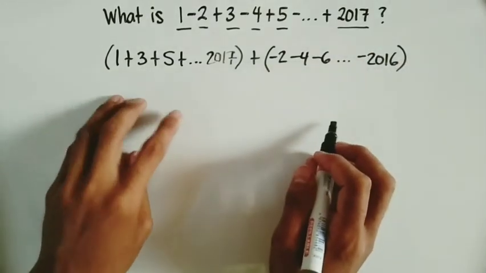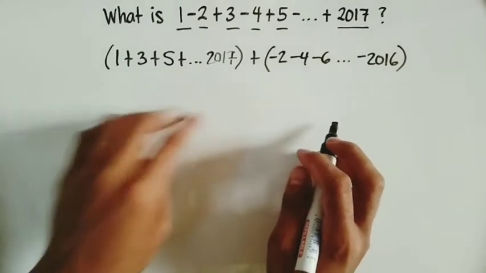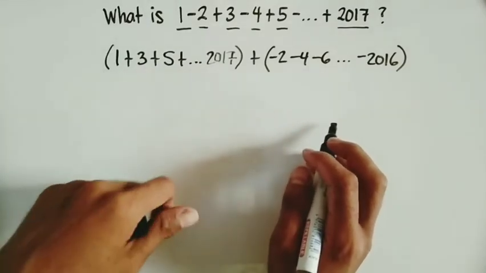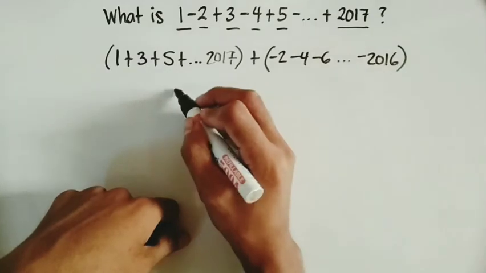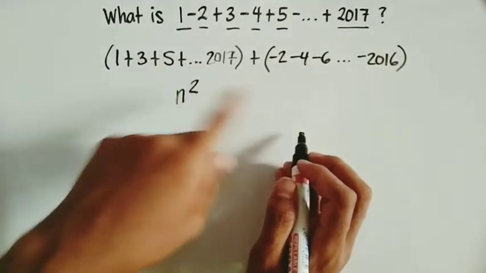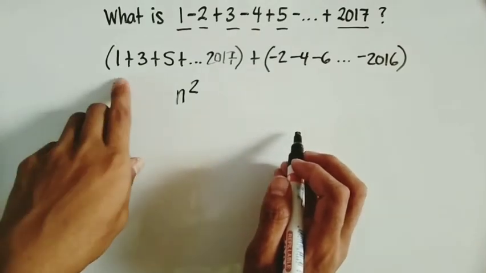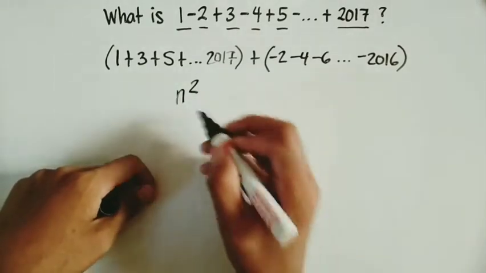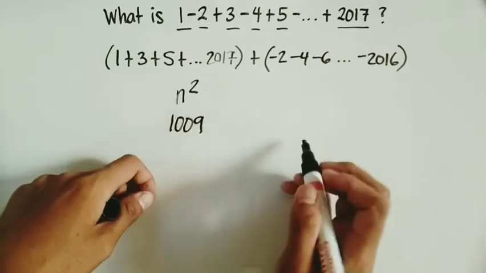Now, kapag mayroon tayong odd numbers, starting palagi sa 1, mayroon tayong formula dyan. And that is simply n squared. Yung n is kung ilan silang odd numbers. So, from 1 to 2017, there are 1,009 odd numbers.